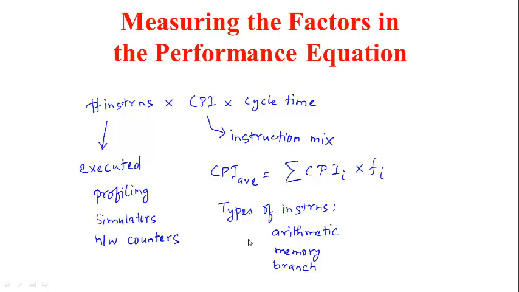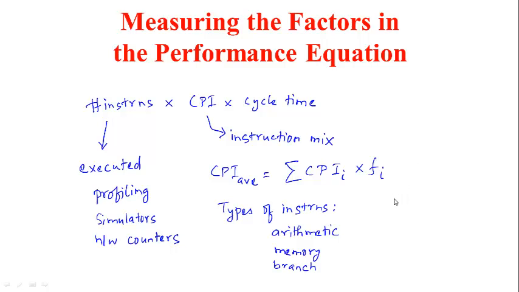Typically, the hardware implementer will know from the hardware implementation the number of cycles taken for each type of instruction. For example, in a particular hardware implementation, memory instructions may take 2 cycles, arithmetic instructions may take 1 cycle, and branch instructions may also take 1 cycle. So the CPI, cycles per instruction, is known for each type of instruction, and once we know the instruction mix, or the fraction of executed instructions of each type, then we can compute the average CPI from this simple formula, which is a weighted average of the CPI of each instruction type.